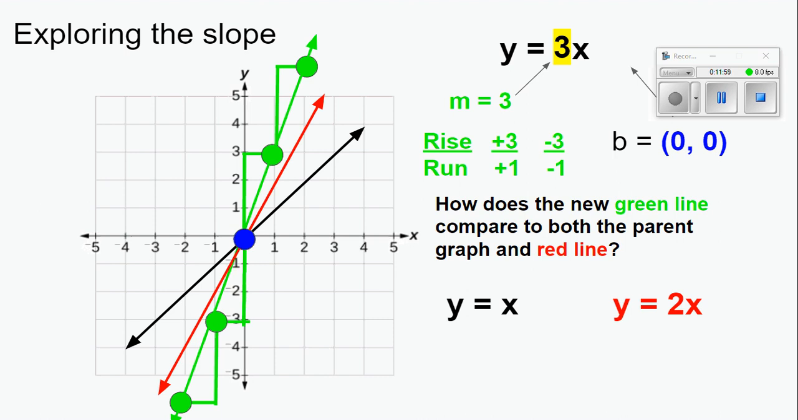And in our next class, we're going to talk about how to get this parent graph a little flatter. For example, if you were to go up 1 and then over 3, so like if you saw 1/3 x, that's how it's going to be a little flatter. But we'll deal with that in our next class, okay?